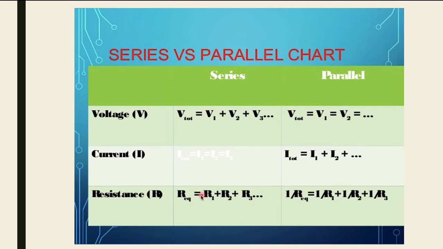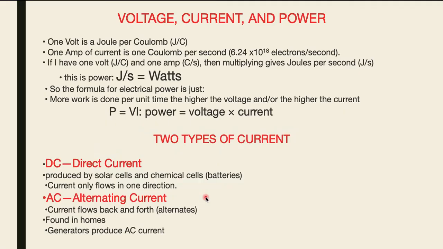For the resistance, the equivalent resistance is R1 plus R2 plus R3, and so on, for the series connection. For the number of resistors we have in parallel, we can connect it as 1 by R equivalent is equal to 1 by R1 plus 1 by R2 plus 1 by R3 in a parallel connection.